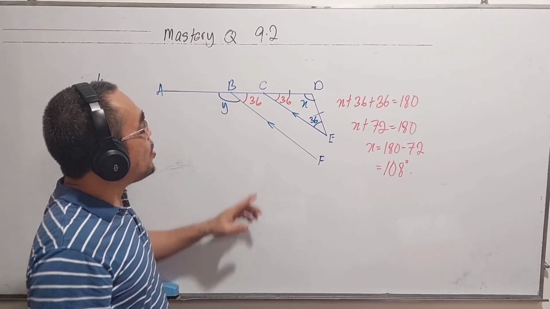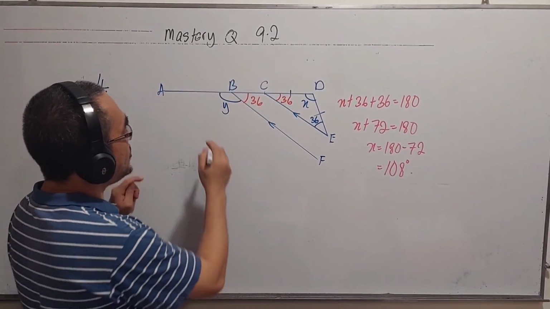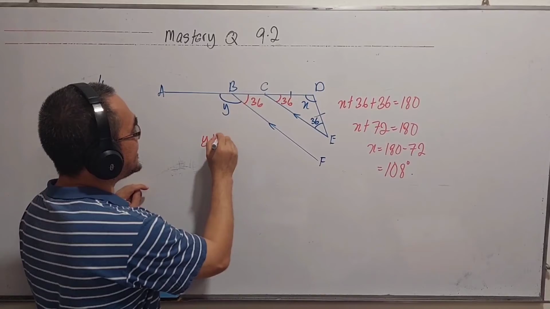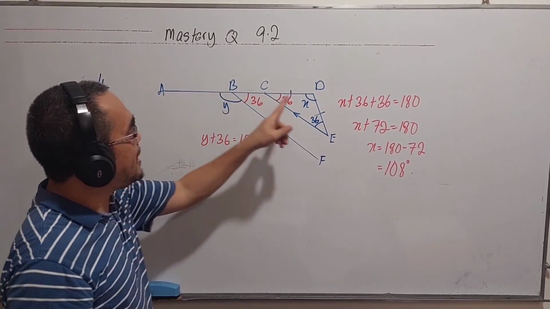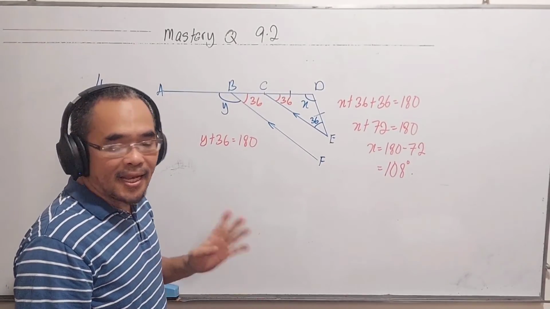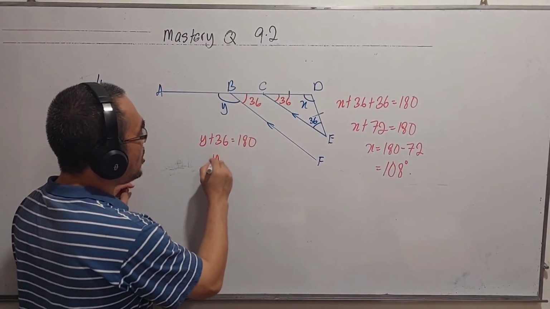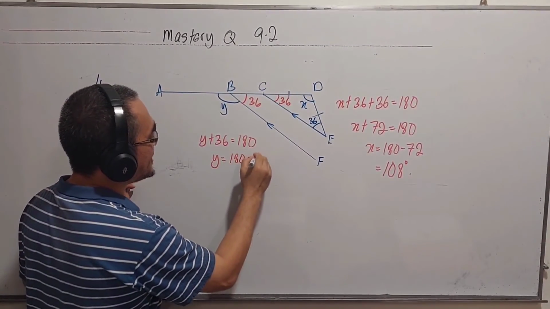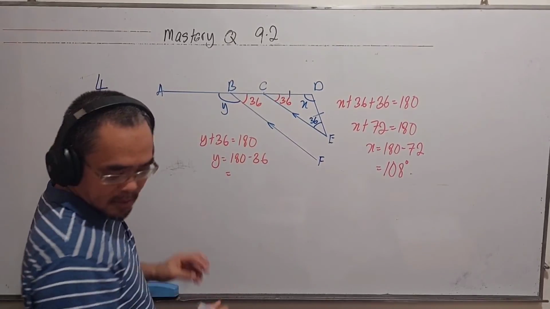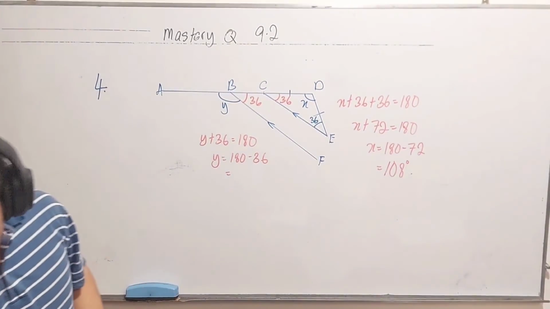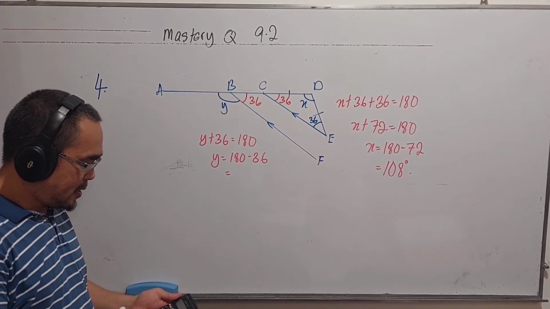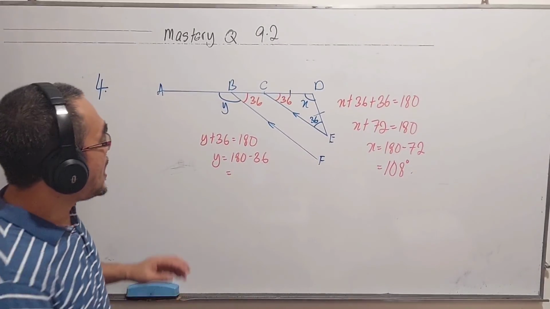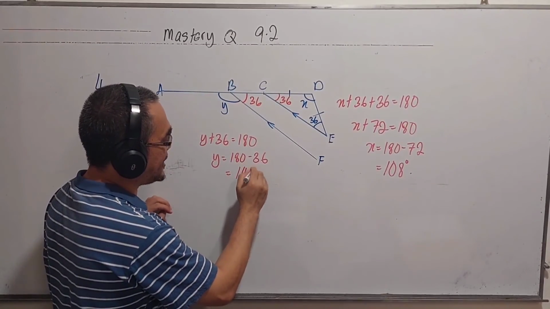Okay. In order to know what is y, you have to say y plus 36 equals to 180 because ABCD is a straight line. So the value of y will be 180 minus 36. What is it? 180 minus 36 will be 144 degrees.